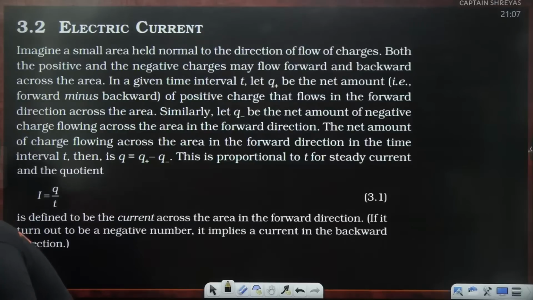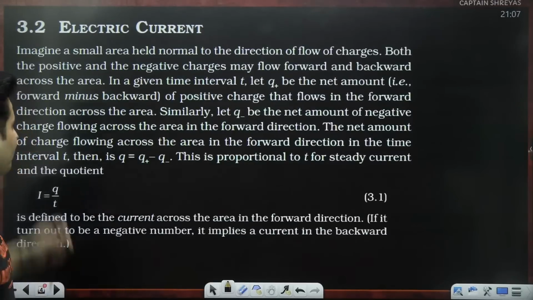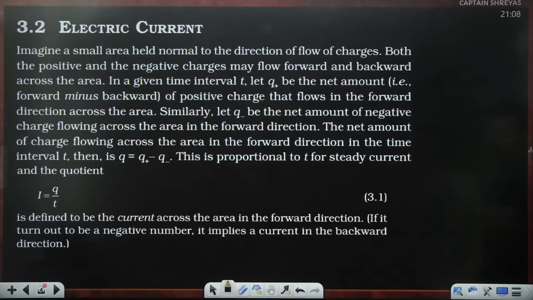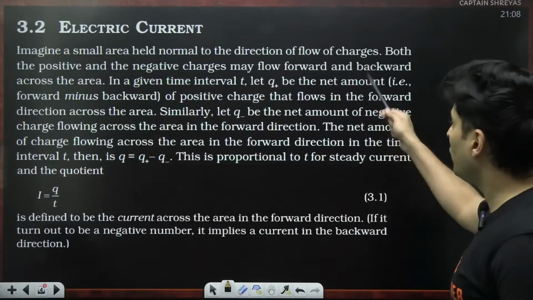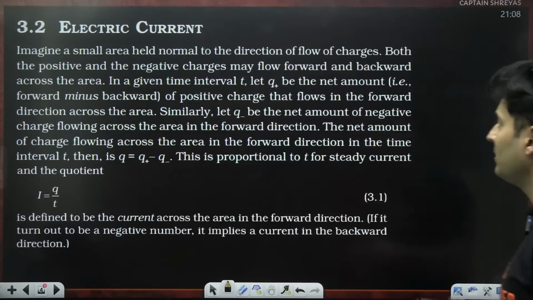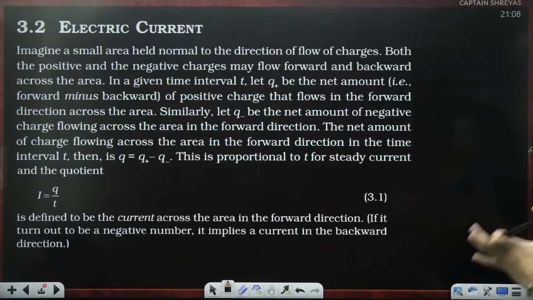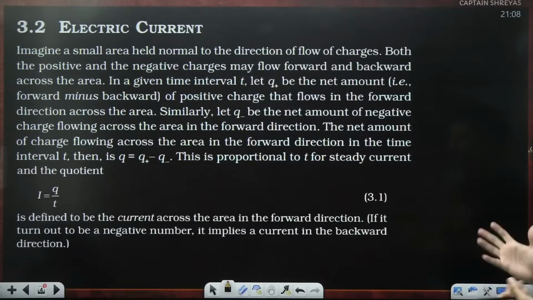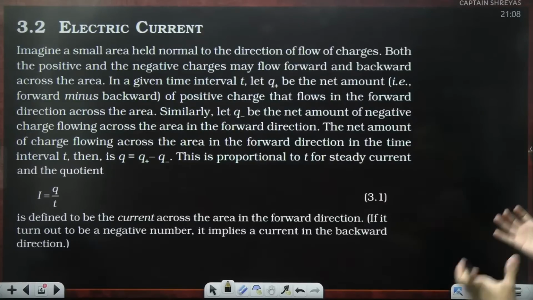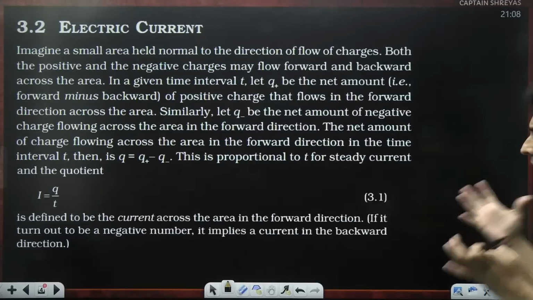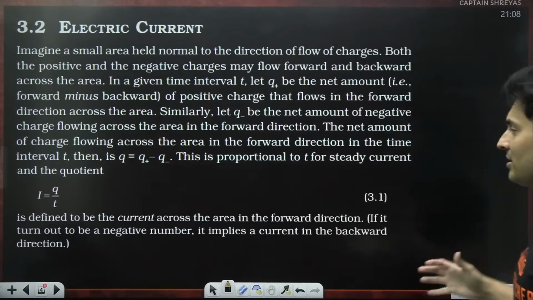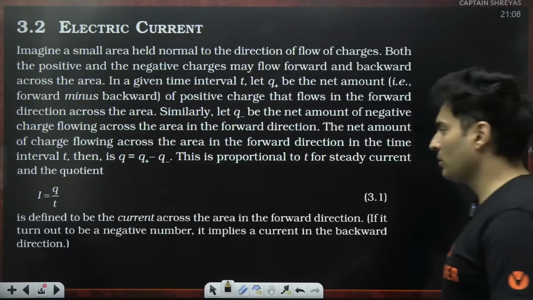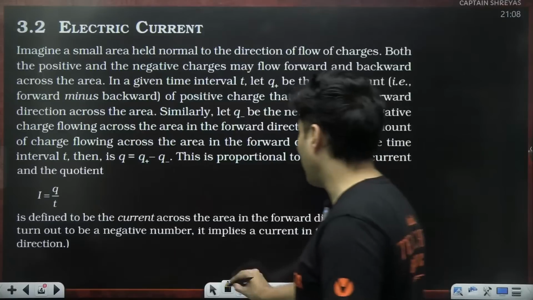Now, the main things start from here, which is basically the electric current. Imagine a small area which is held normal to the flow. Both the positive and negative charges may flow forward, backward. In some intervals, some charges move this way, some charges move that way. And you might see that the total charge which flows is this much. Then the current is given by Q by t, which is defined to be the current across the area in the forward direction. If it turns out to be a negative number, it implies the current is in the backward direction.